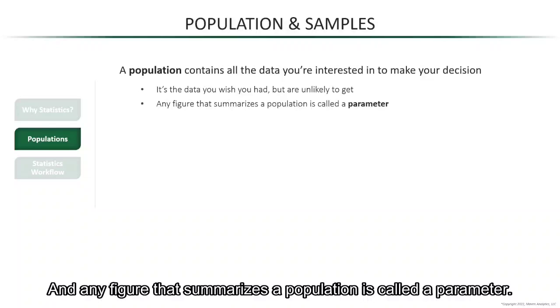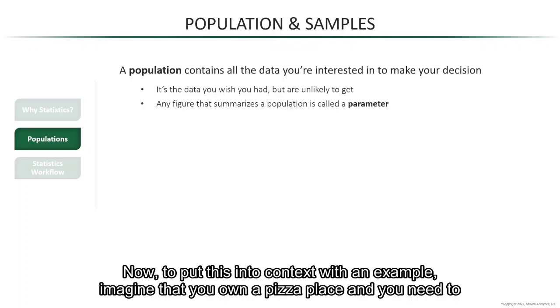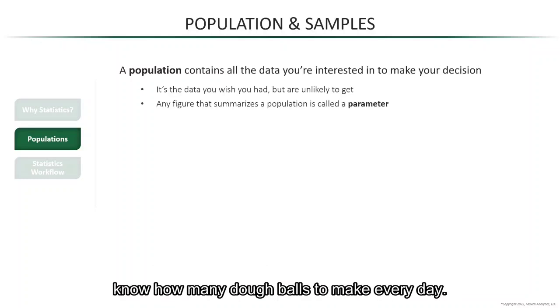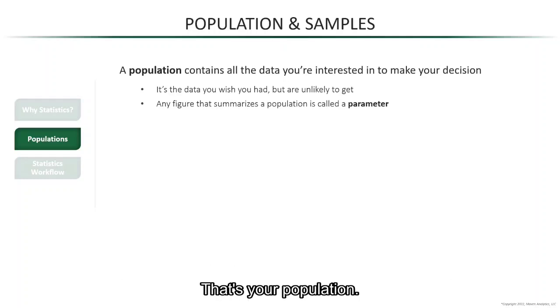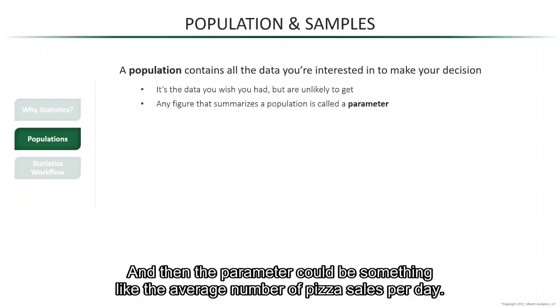And any figure that summarizes a population is called a parameter. Now, to put this into context with an example, imagine that you own a pizza place and you need to know how many dough balls to make every day. Well, in that scenario, the data that you'd be interested in is the number of pizza sales that you'll have every single day. That's your population. And then the parameter could be something like the average number of pizza sales per day.